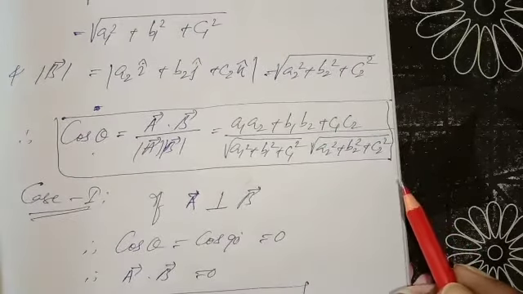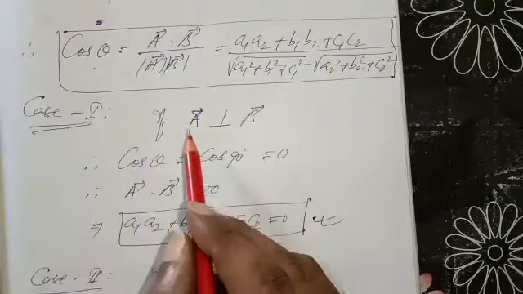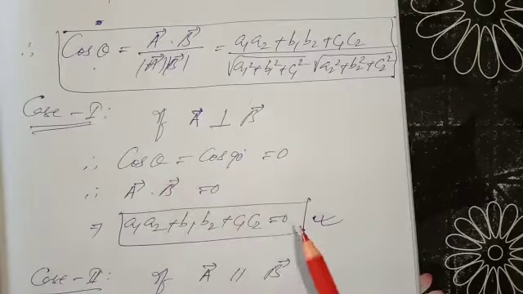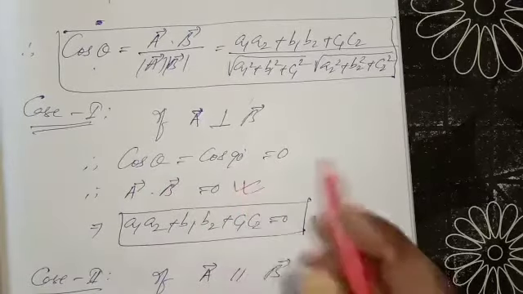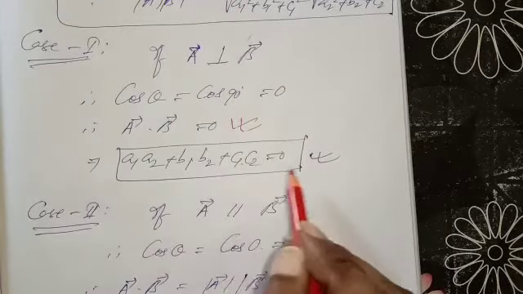Now the conditions arise. Case number 1: if two vectors a and b are perpendicular to each other, the angle will be how much? 90 degrees, cos 90 is 0. So a dot b equals 0, which means a1a2 plus b1b2 plus c1c2 equals 0.